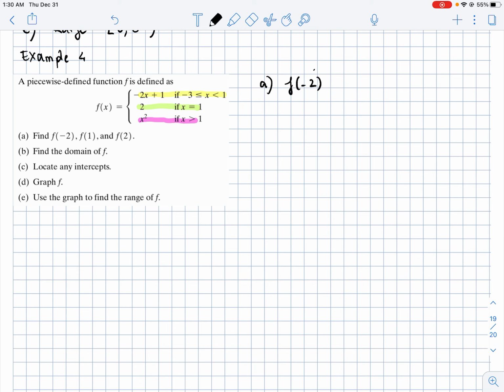In part A, we want to find f of negative 2. So we look at the input. Negative 2 is in the yellow domain because negative 2 is between negative 3 and 1. So we will plug into the yellow piece. We have negative 2 times negative 2 plus 1, and we got the answer is positive 5.